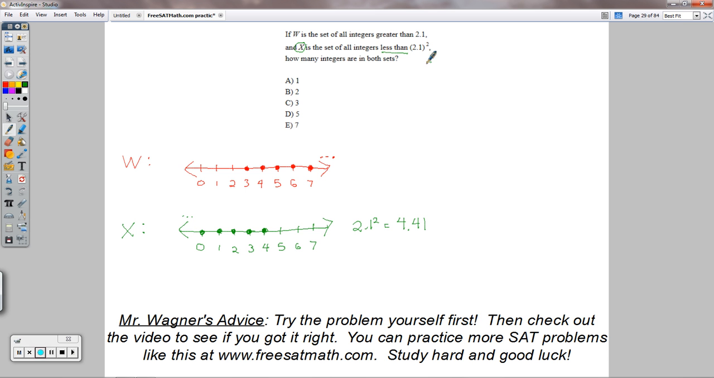So what do they have in common? In other words, how many integers are in both sets? That's what the question is asking us here.